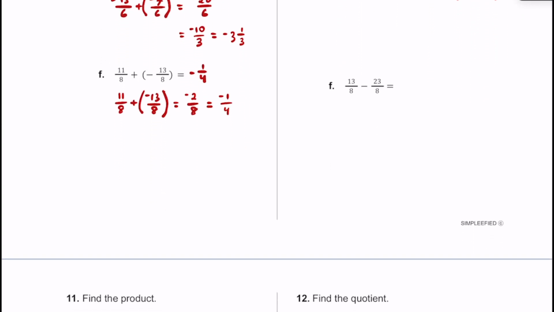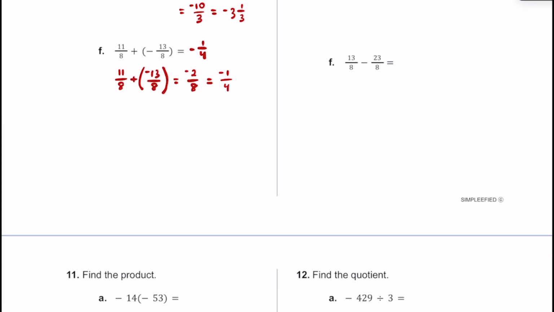Moving on to F here. If we take a look at F, let's go ahead and turn this subtraction into an addition problem. So I'm going to leave this 13 over 8 alone. And then let's go ahead and add the opposite. So it's plus, and then the opposite of 23 is going to be a negative 23. So it's negative 23 over 8. Okay. And then let's add 13 and negative 23. They have different signs. We have to subtract their absolute values. 23 minus 13 is 10. And it's going to be a negative 10 just because the negative 23 has a greater absolute value. Dividing top and bottom by the GCF of 2, that's going to be negative 5 over 4. And then as a mixed number, this is going to be negative 1 and 1/4.